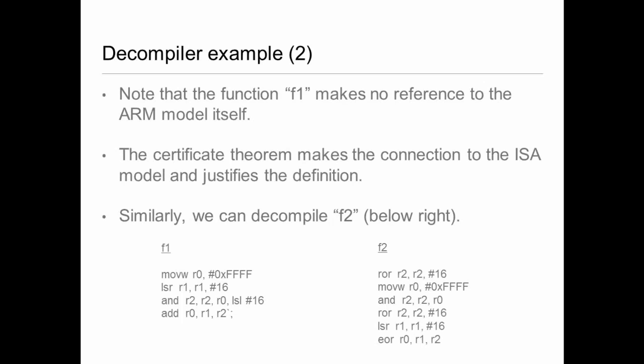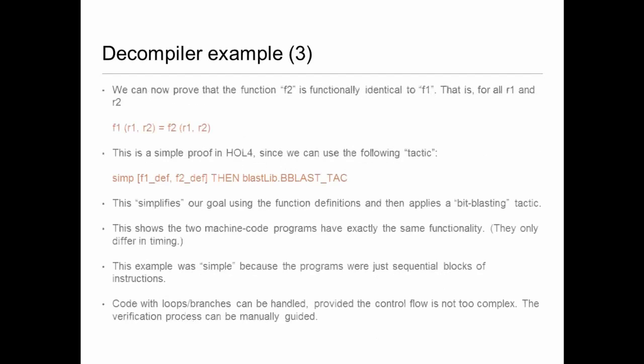Having done that, we could also consider another. On the left here, we've got our original assembly code program f1. On the right, we've got a second program f2. They have the same semantics. This one's doing some rotates, it's doing some moves, ANDs, more rotates, logical shifts. And rather than the add at the end, we've got an exclusive OR instead. What we can do is run the decompiler on that as well. That'll give us another HOL function f2.